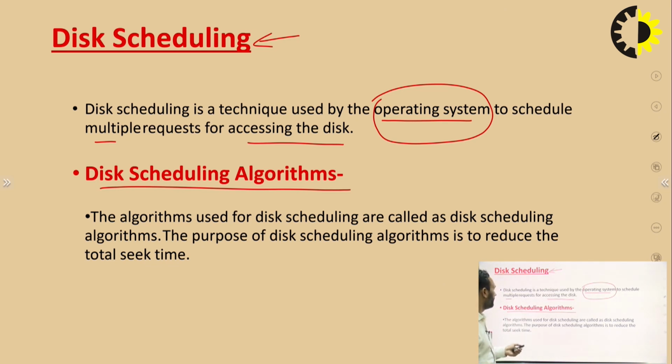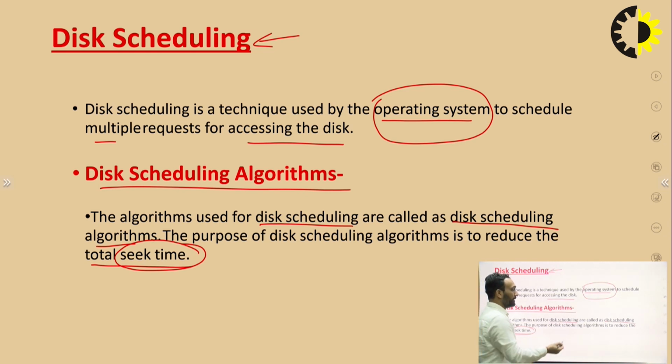What will we do in a disk scheduling algorithm? The algorithms used for disk scheduling are called disk scheduling algorithms. The purpose of a disk scheduling algorithm is to reduce the total seek time. What is seek time? It is the time required to access the information, or the movement of the head from one location to another. As we go into detail, we will see how to manage the seek time and how to calculate it.